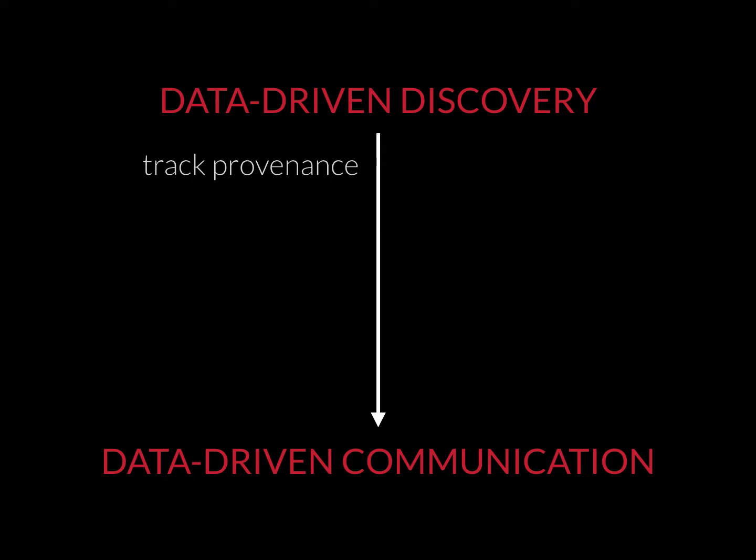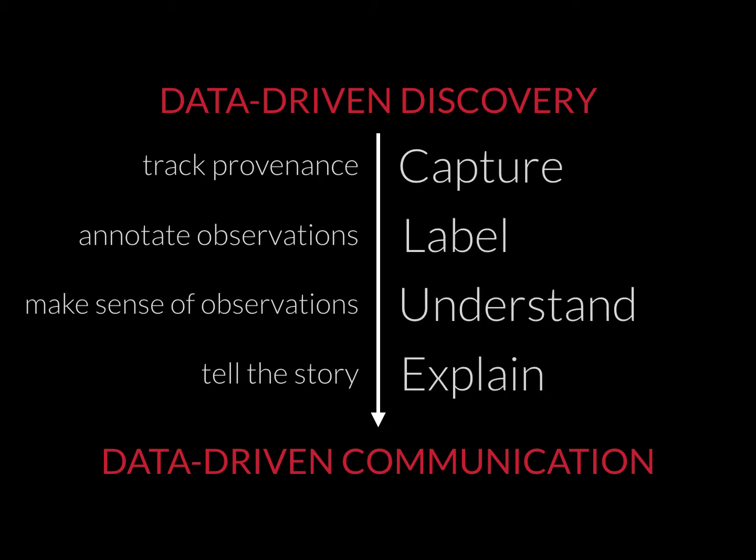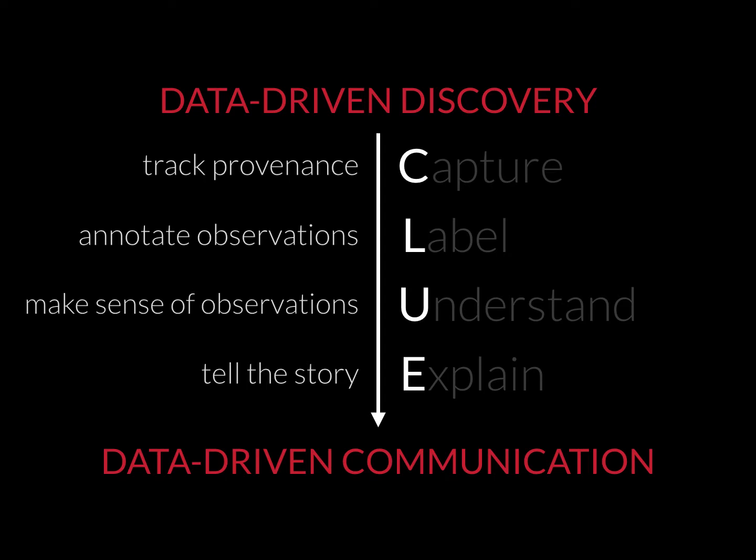First of all, we need to track provenance, as you know already. We need to annotate our observations, because just looking at what I've done or what you've done will probably not completely get the message across why you've done it. So annotating things is important. Of course, we need to interpret all of this and then tell the story. So we call this capture, label, and understand, which creates a nice acronym, CLUE. And so what is this CLUE model like?